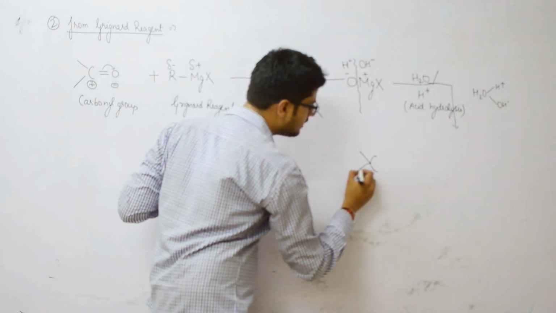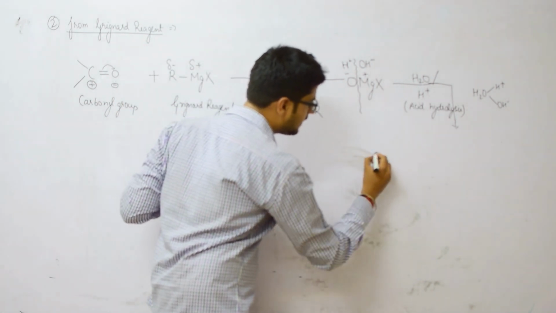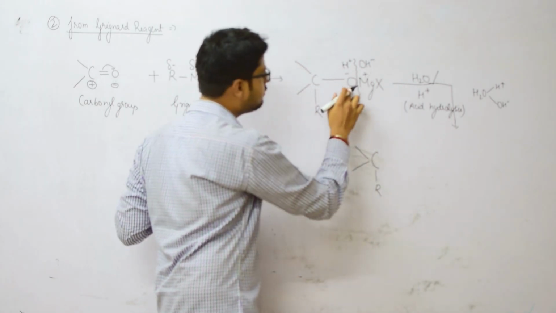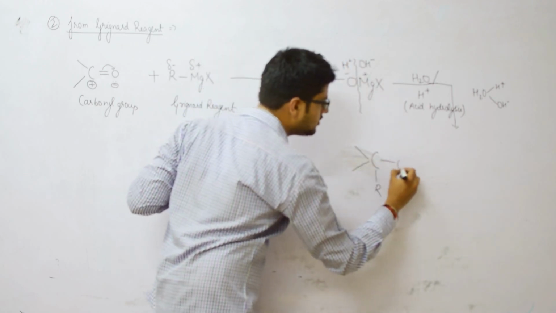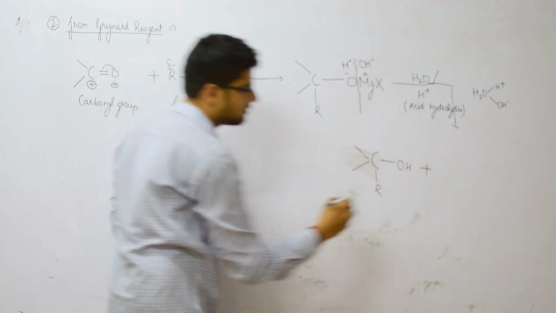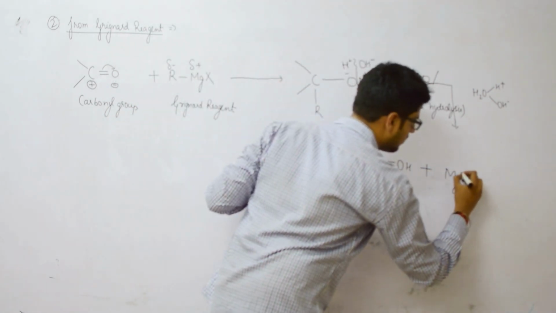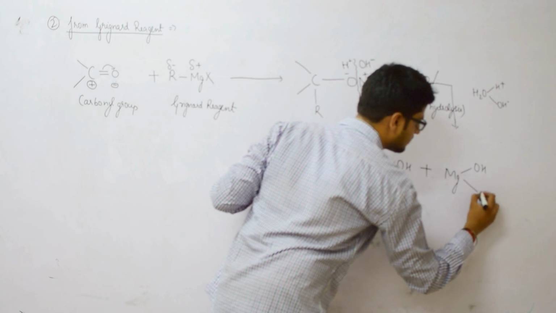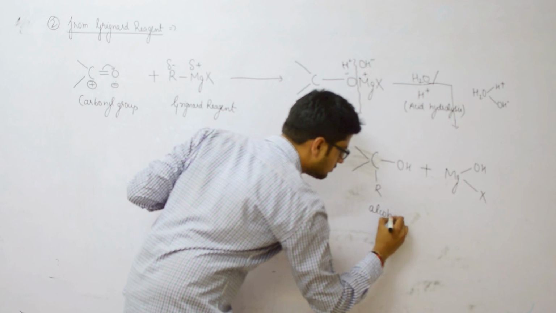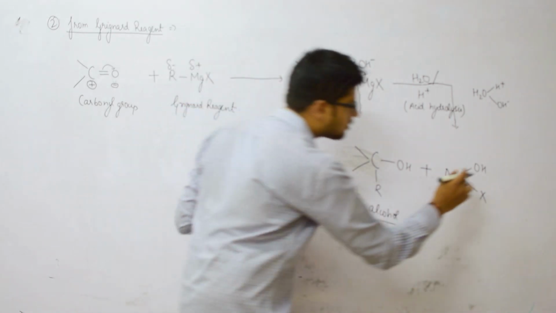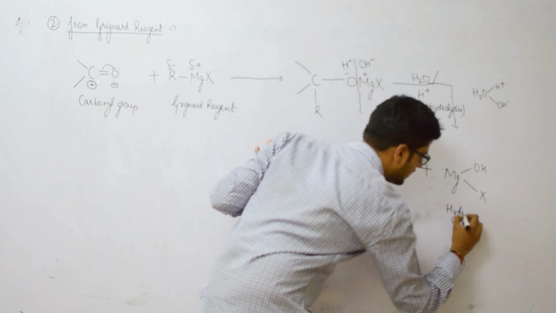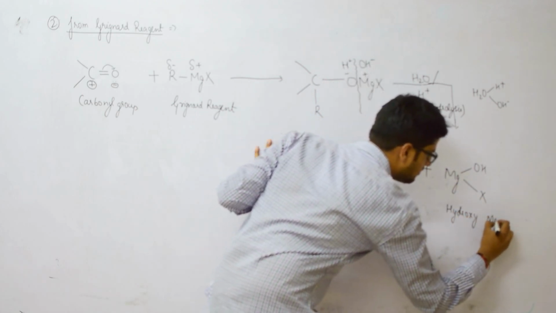First will be carbon double bond, then R, and this will form OH, that is our alcohol OH, plus this will form MgXOH, MgOH and X. Fine. So this is our alcohol, so that is our prime product, and this is called hydroxy magnesium halide.